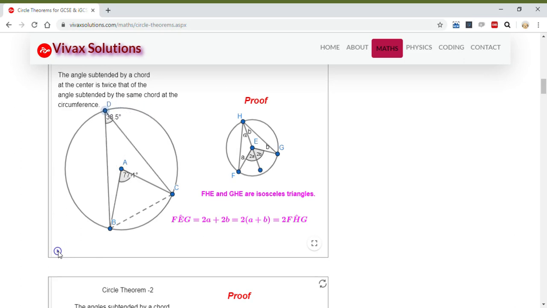So that's the first circle theorem, and here is the proof. It's very easy to understand. You can see this triangle and this triangle are isosceles. So if this is A, so is this. So this angle is 2A, and if this is B, this is 2B. So this angle is 2A plus 2B, which is 2 times A plus B. That means this is twice as big as this.